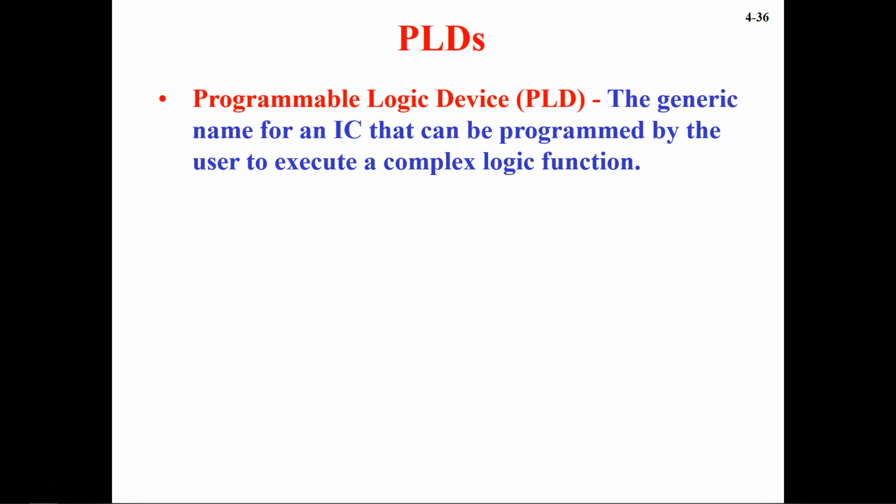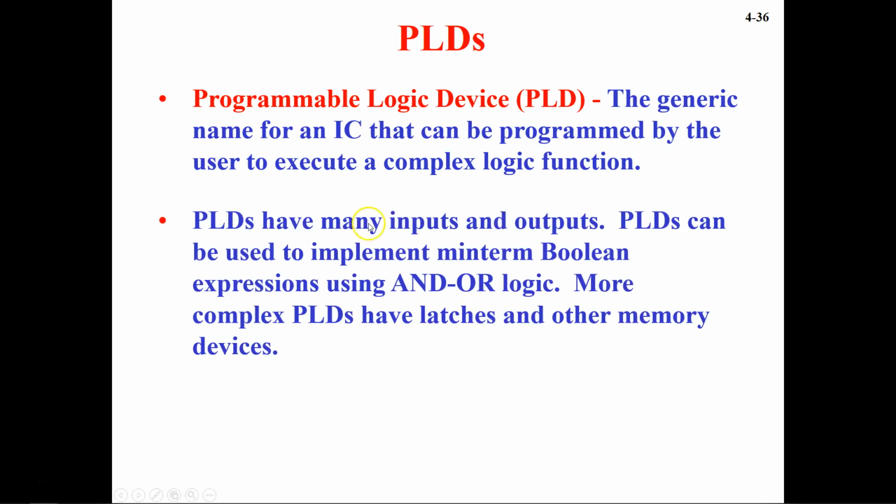So compare a fixed logic device such as a logic gate, a multiplexer, or a flip-flop like D flip-flop, SR flip-flop or JK flip-flop, which performs a given logic function that is known at the time of device manufacture. But a programmable logic device can be configured by the user to perform a large variety of logic functions. These PLDs have multiple inputs and outputs. They can be used to implement minterms, Boolean expressions using AND OR logic.